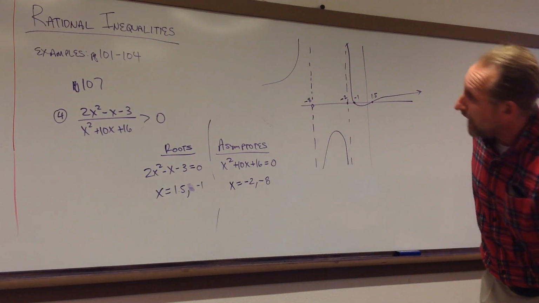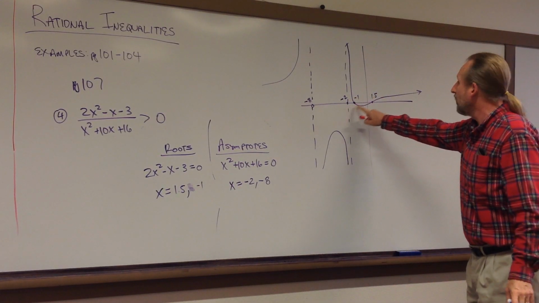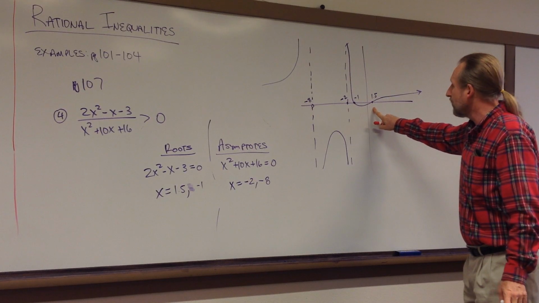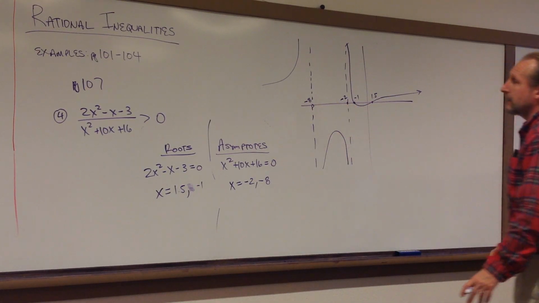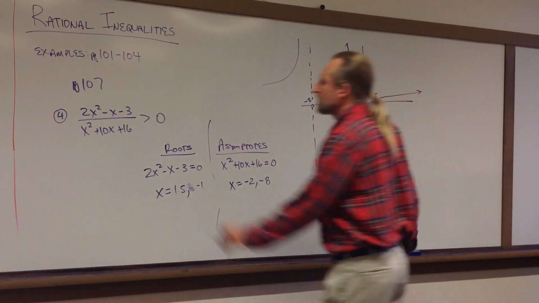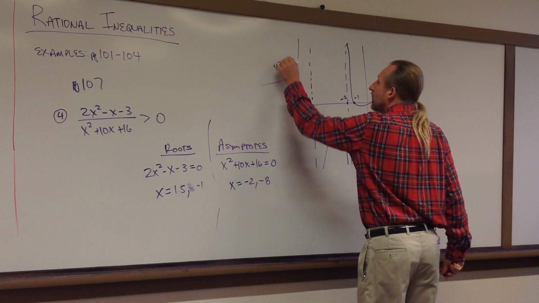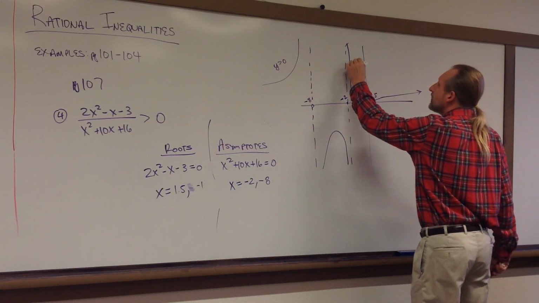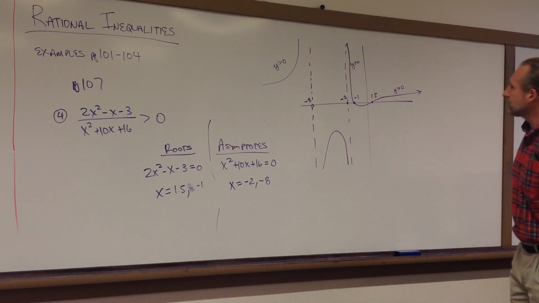Okay. So now we've got all our critical values identified. We've got two roots at negative 1 and positive 1.5. We've got an asymptote at -2 and an asymptote at -8. The problem is asking us where is y greater than 0. So here's one region, y greater than 0. Here's another region, and then here's a third one, y greater than 0.